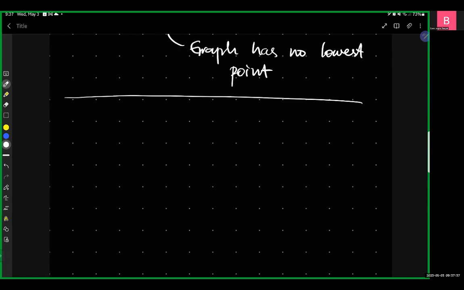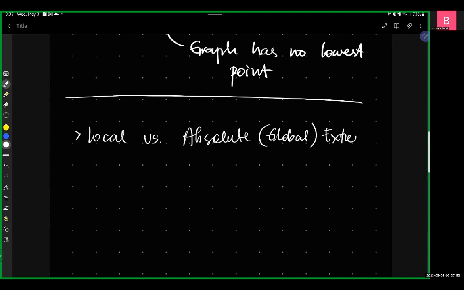So, I think we can proceed with the local and absolute global minima. I think we can try to squeeze in a little bit of introduction regarding the local and absolute. So now let's move on to the local versus absolute, also known as the global extrema. So when we say local and global, it is local versus absolute or global extrema.